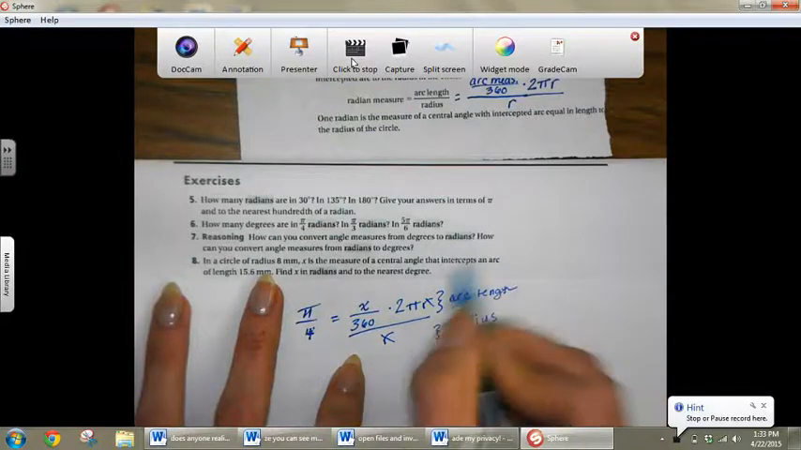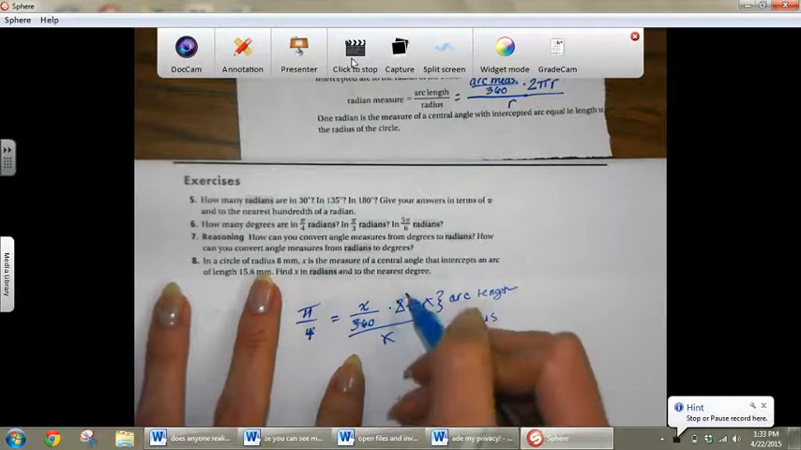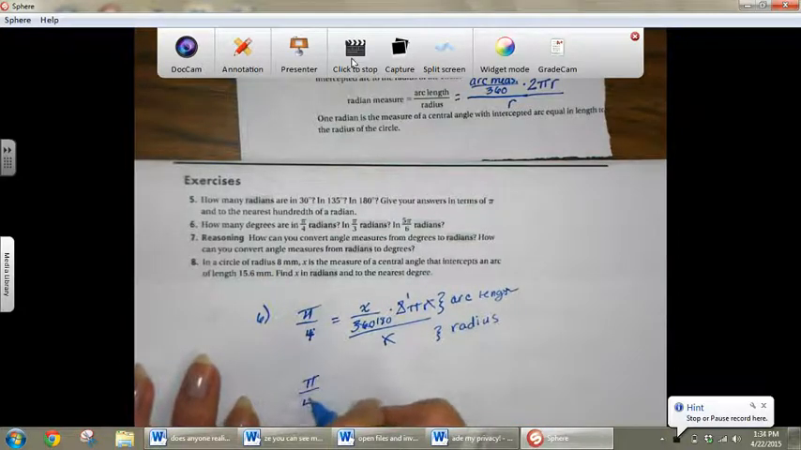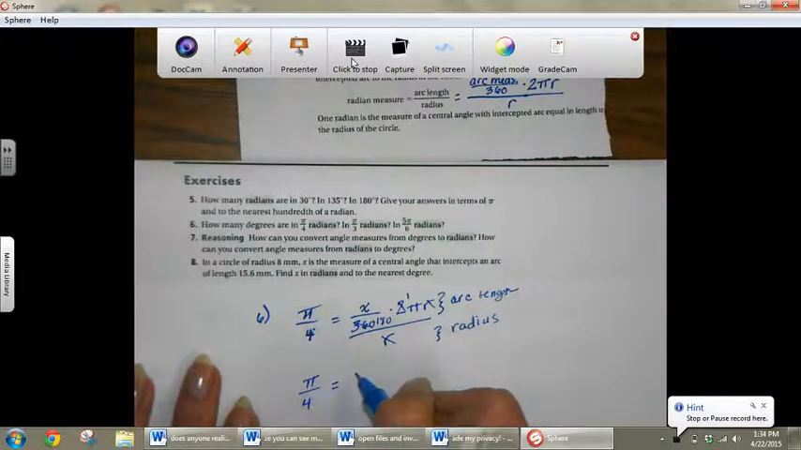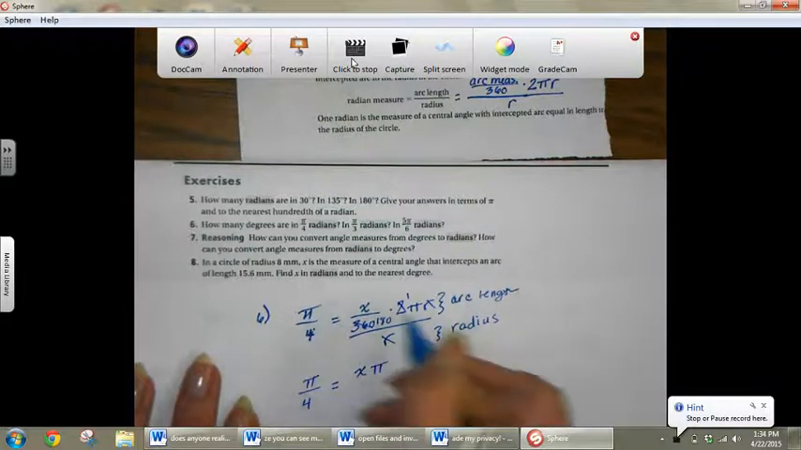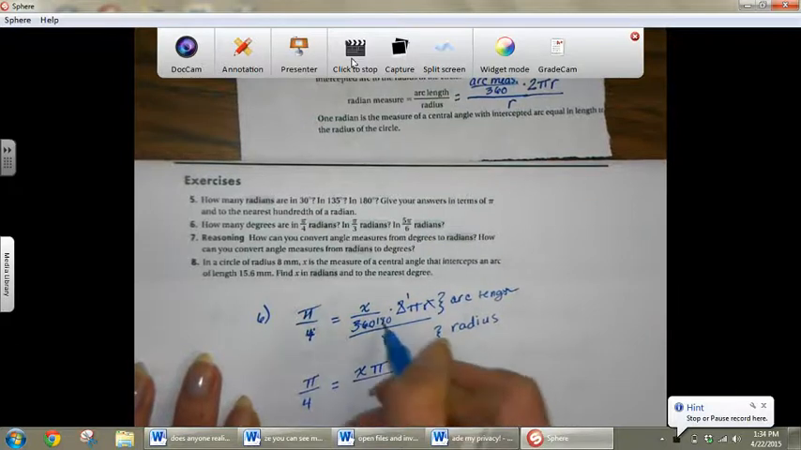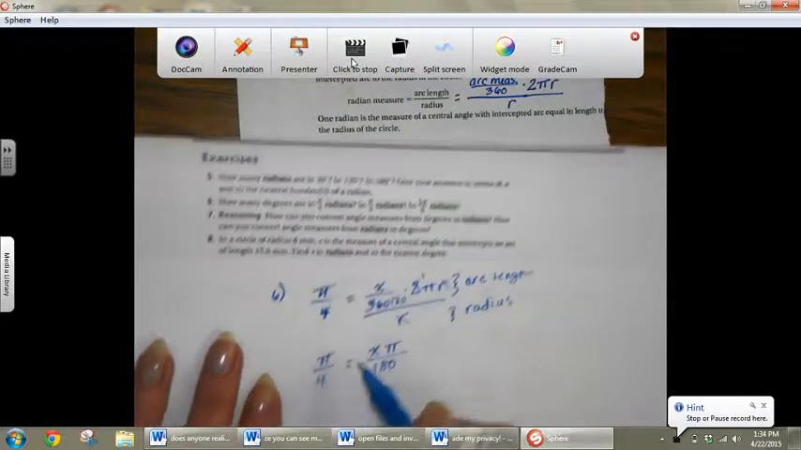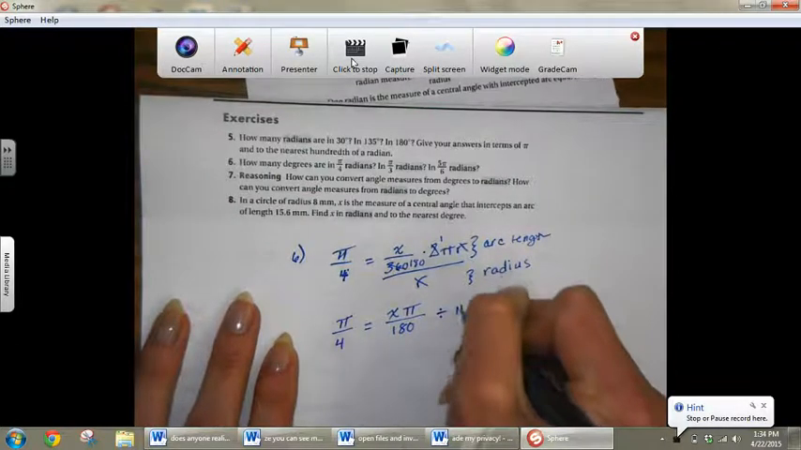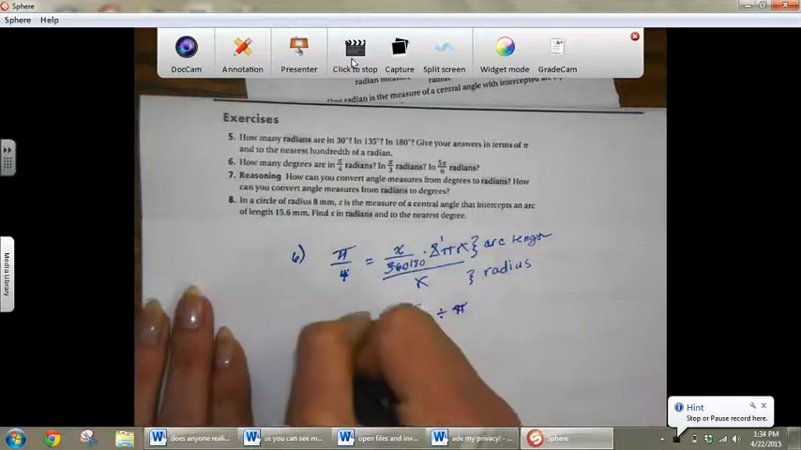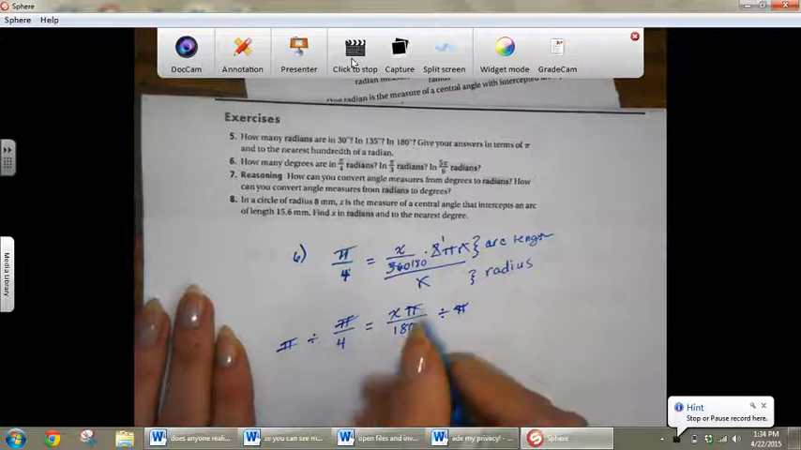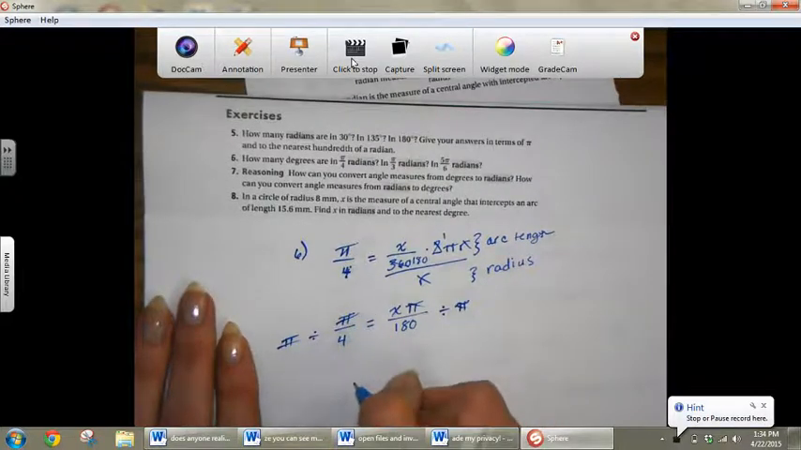I have 2 and 360. Those can cross-cancel to be 1 and 180. So I end up with pi over 4 is equal to x pi on top, and on the bottom is just 180. These both have pi on either side of the equation, so I can divide both sides by pi to cancel that out. Now don't forget, that 4 is still in the denominator, so you're going to have to put a placeholder of 1. So I get 1 over 4 is equal to x over 180.